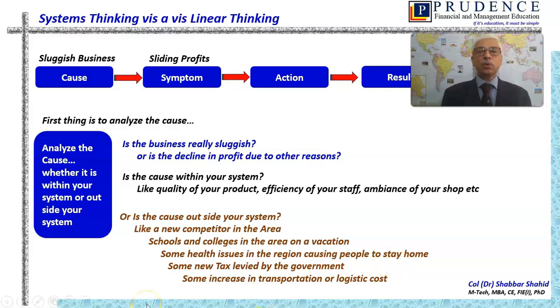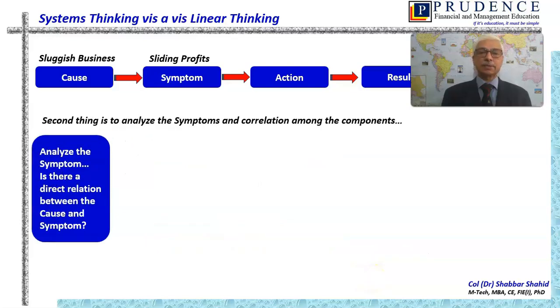Or is it some new tax which has been levied by the government? Your earning is the same, but the taxes have increased. You are paying more taxes now, and therefore the profits have reduced. Is it because of that reason? Or is it because of the increase in transportation and logistics? You are spending more than what is required on your transportation and logistics. Is it because of that reason? Some of the reasons I have listed out, you will have to analyze and think what exactly it is.